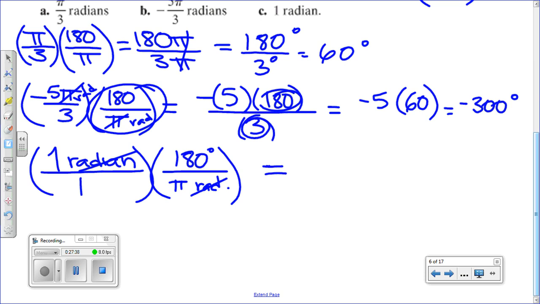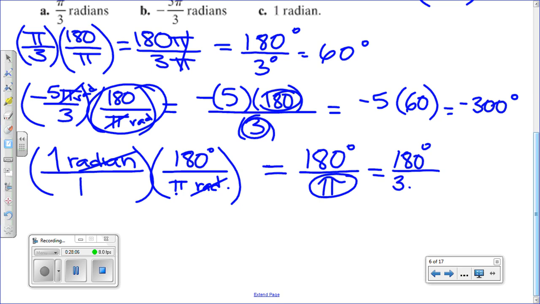And we will have 180 degrees divided by pi. So what is pi approximately? Well, yes, that's what we were thinking last period, that it would just equal 1. But here we're going to look at it as a number. So let's actually perform the division: 180 divided by 3.14 radians.